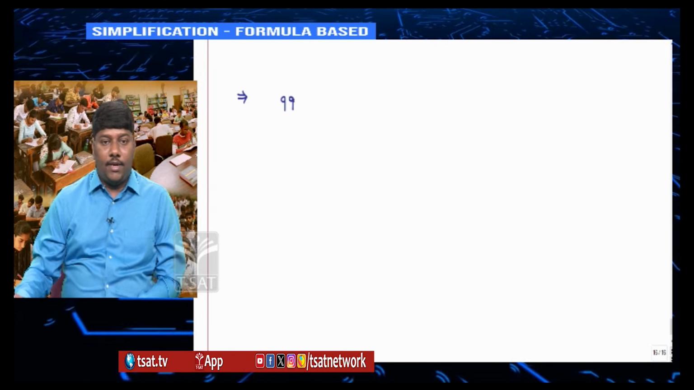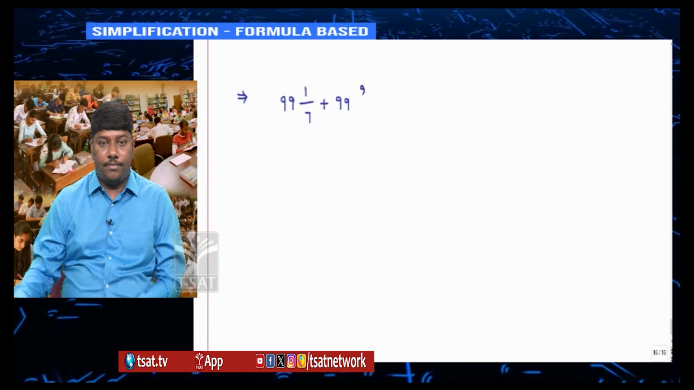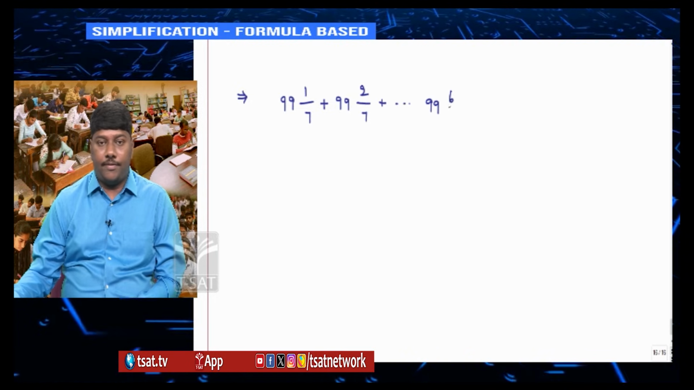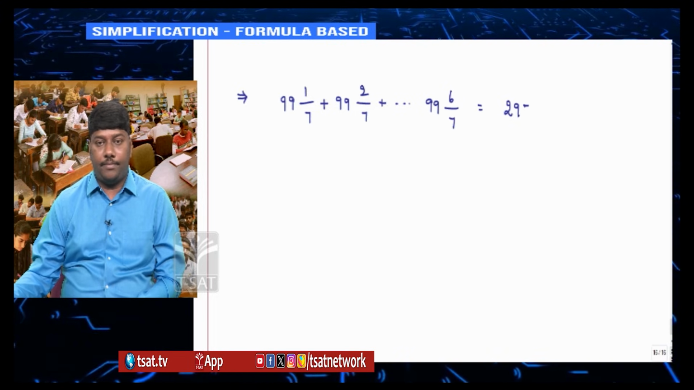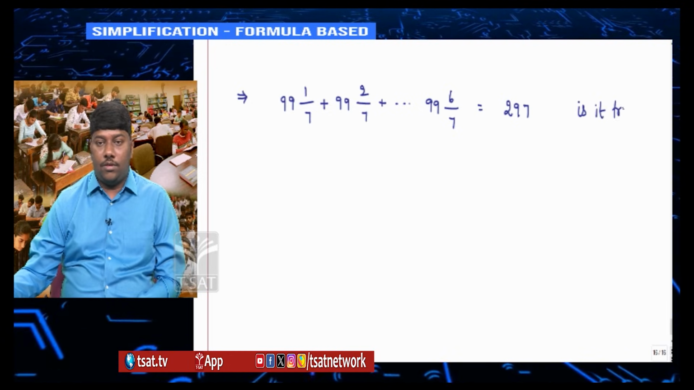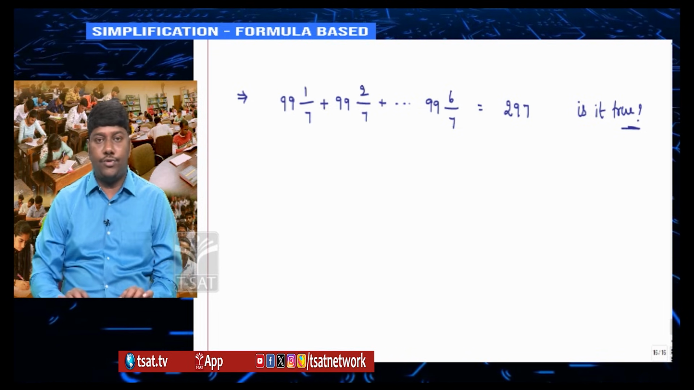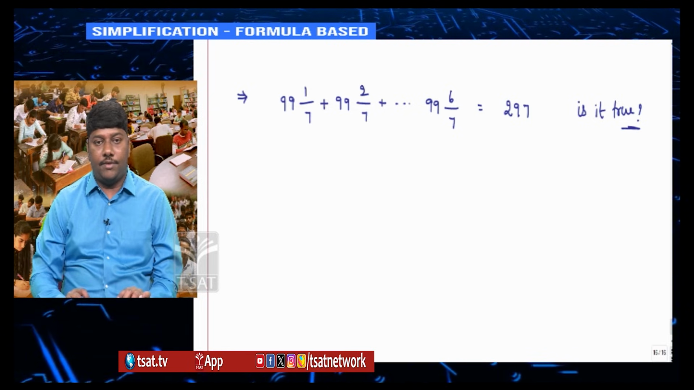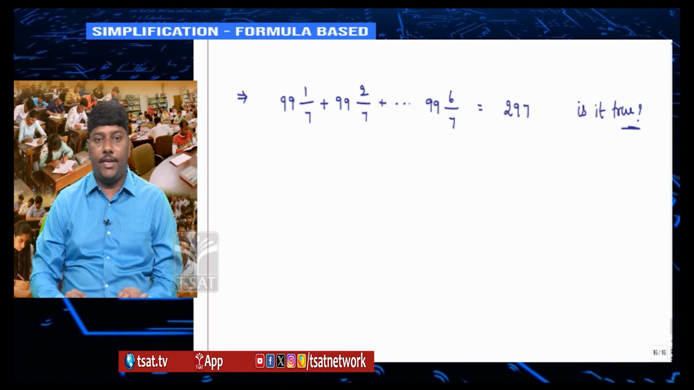Sometimes they can also ask you 99 1 by 7 plus 99 2 by 7 plus so on 99 6 by 7. Let's say sometimes they will give you is equals to 297. Is it true or false? Let me ask you which of the following options are true, or is it true or false? Now we will actually try to find out the answer here. 99 1 by 7 plus 99 2 by 7 plus so on 99 6 by 7. So if you don't know how to actually write down these fractions, you may easily get confused.